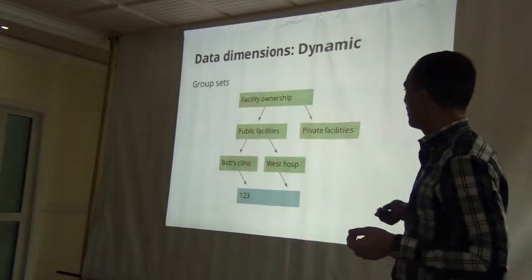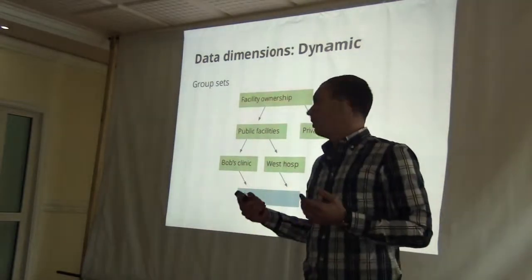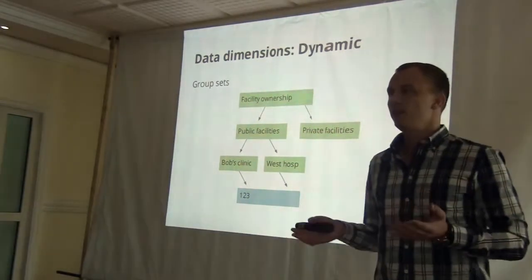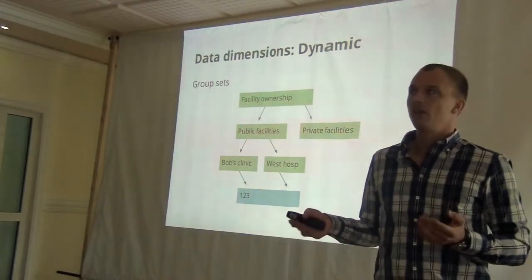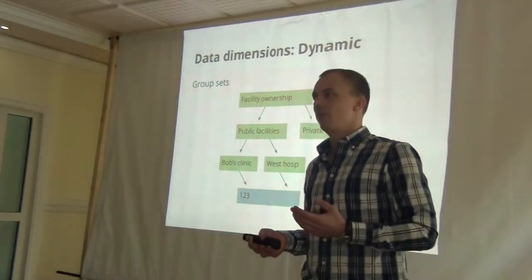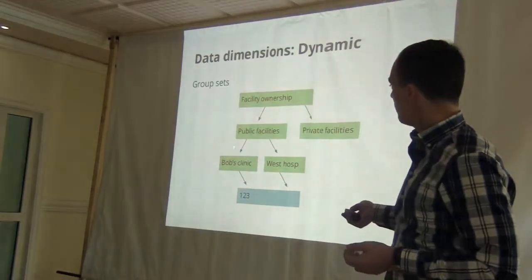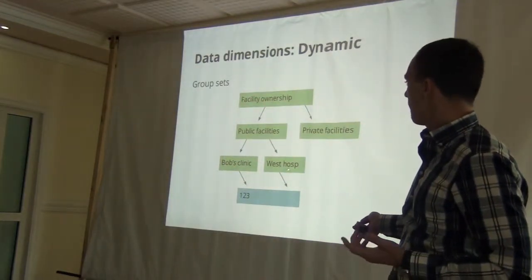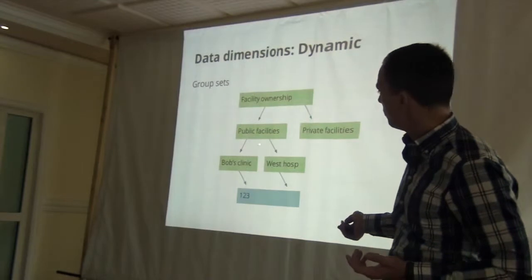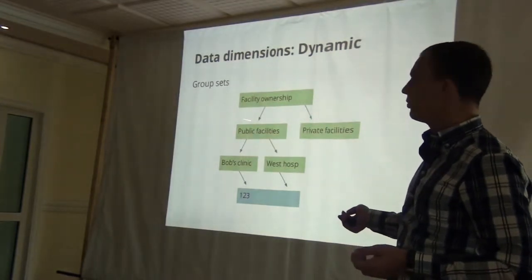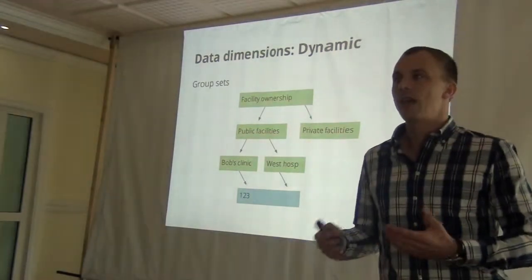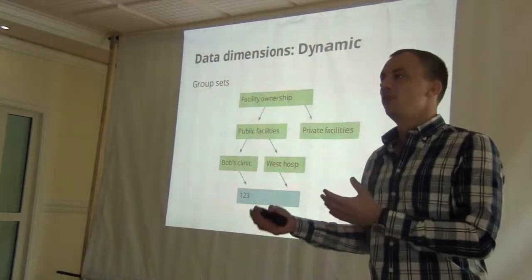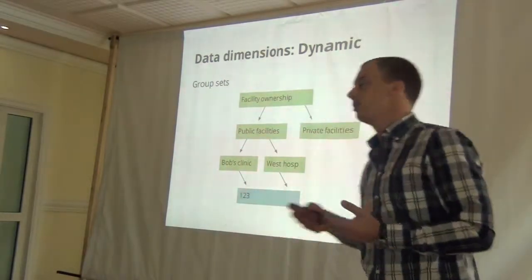So the facility ownership can have groups like public facilities, private facilities, it can be faith-based, it can be NGOs, it can be all kinds of ownership types for facilities. And then you take all your facilities or organisation units and you assign it to a group. And by assigning to a group, you classify your facilities. You add more dimensions, more information to your existing facilities in the system.